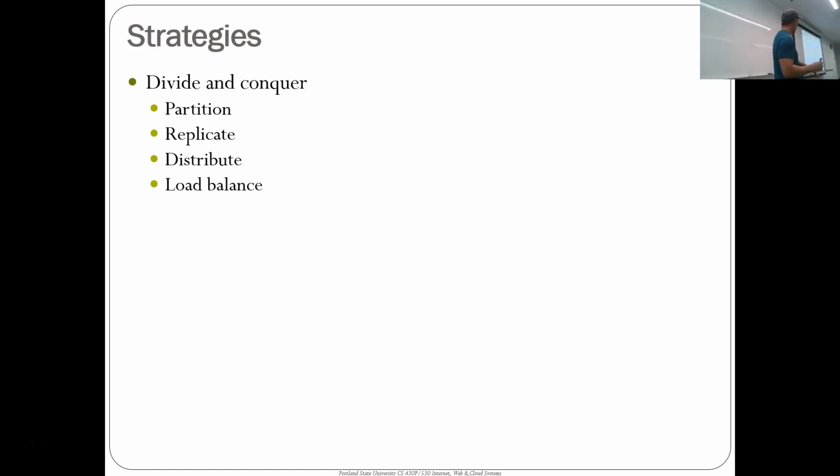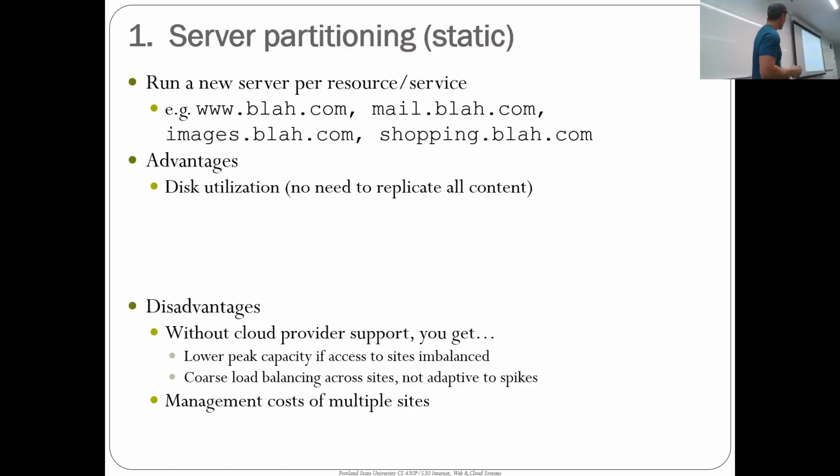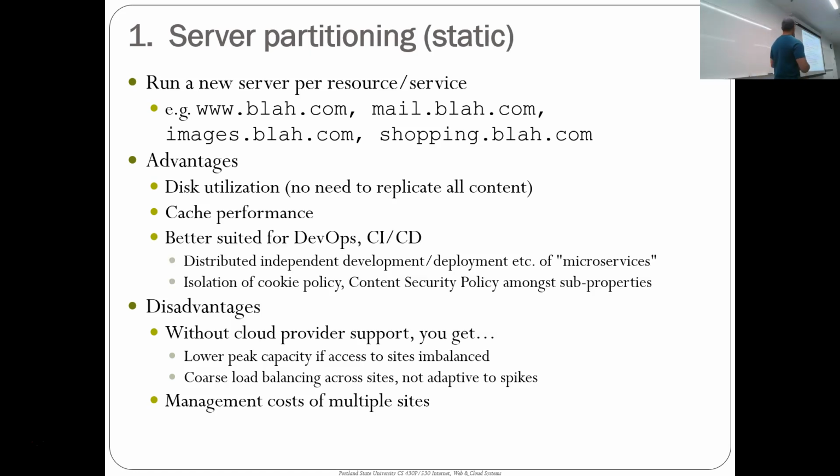Some strategies is basically what we do in computer science: divide and conquer. You can partition the workload. You can replicate the resources being used to serve that workload. You can distribute the resources widely that can handle the workload. And then you would want to load balance across all of the resources that you've deployed. And all of these things are going to be used to attack this problem of scalability. So some general strategies: server partitioning, DNS load balancing, virtual servers, and then I'll talk about how these things get deployed and used.